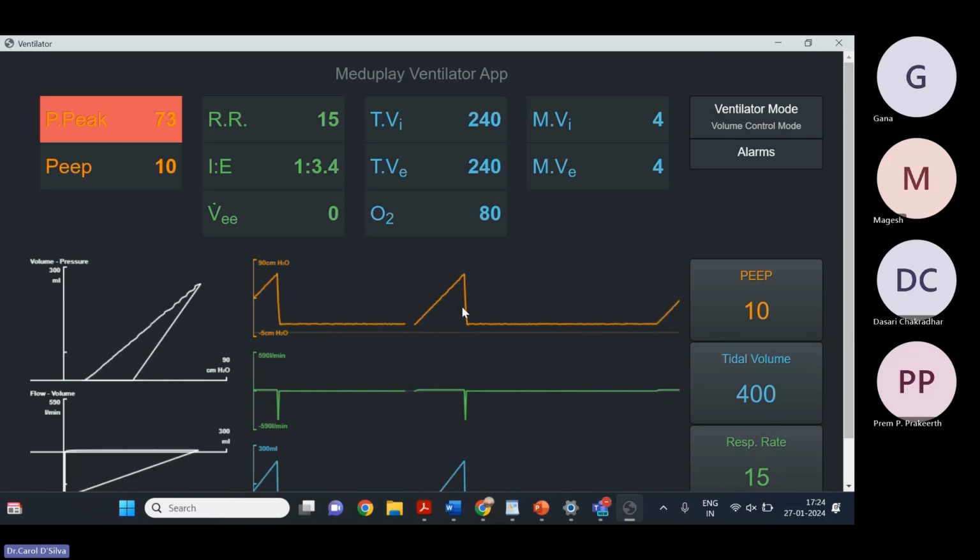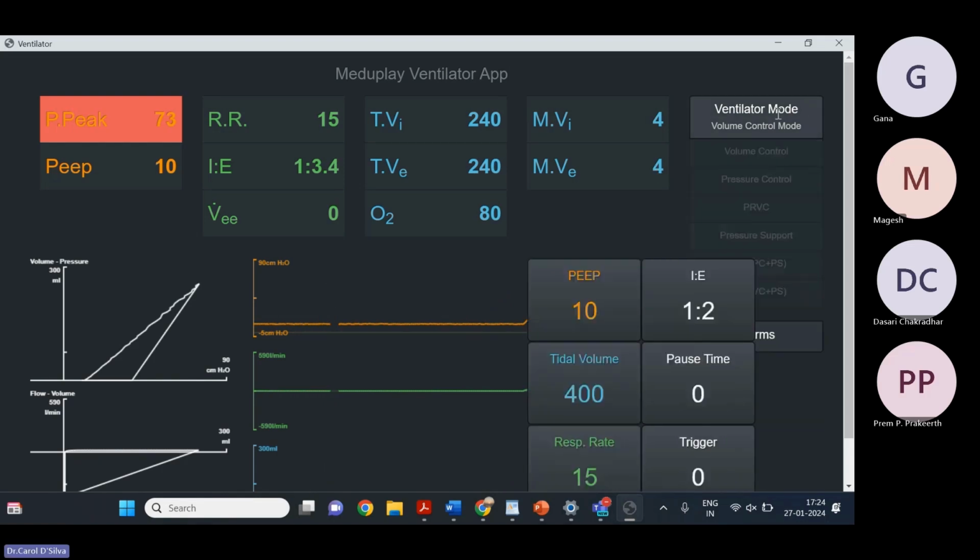Since I'm not able to demonstrate it for some weird reason, let's try one last time. If it doesn't work then... It was working in pressure control.